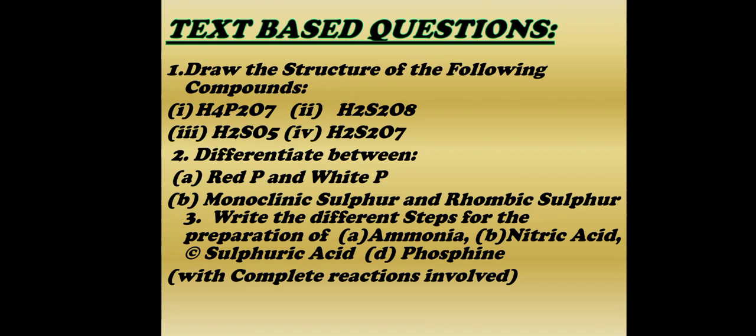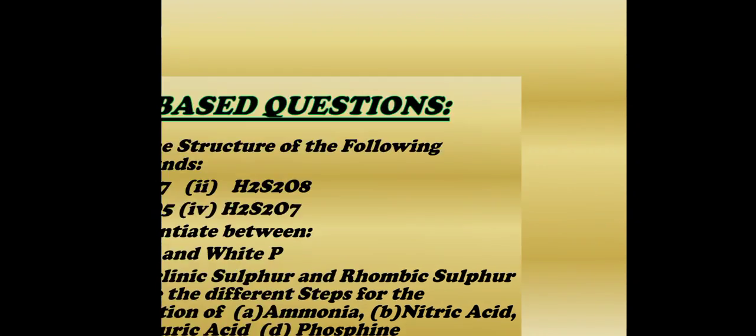And of course the preparations are also asked, like that of ammonia by Haber's process, nitric acid, sulfuric acid, and phosphine. Though sulfuric acid and phosphine have been removed from your syllabus this year, you need to learn about Haber's process and the Ostwald process for nitric acid.